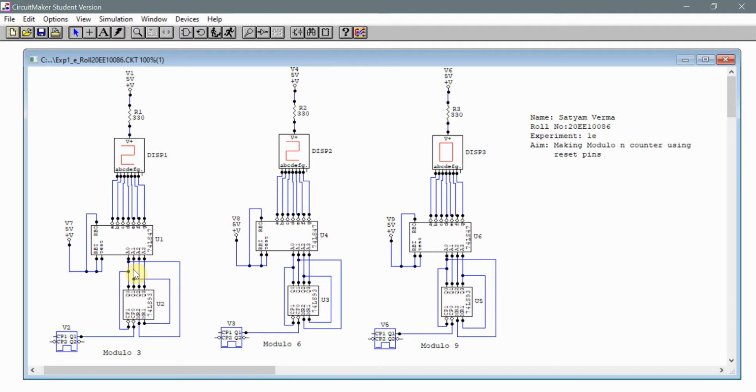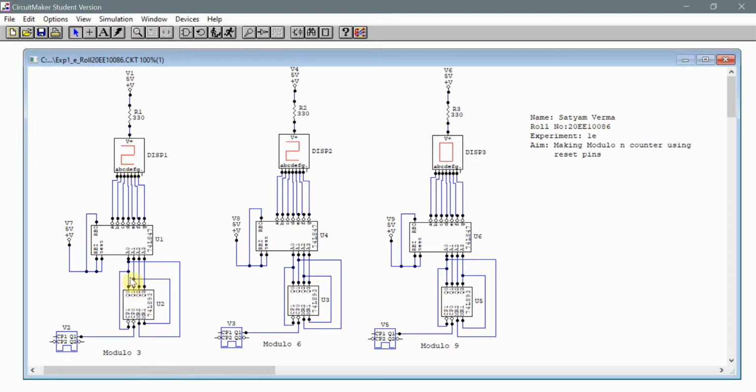So therefore the first instance when A1 and A0 both become 1 simultaneously, that is both of them attain the high state simultaneously, MR1 and MR2 both will become 1, or that is they would reach the high state and the counter would get reset.